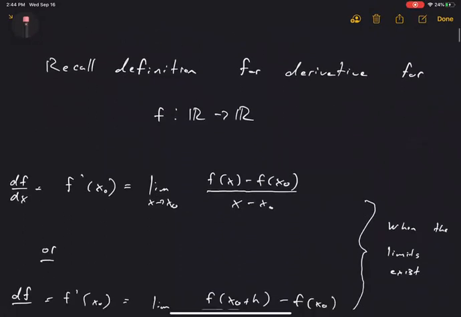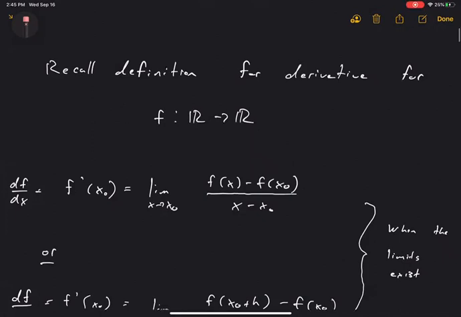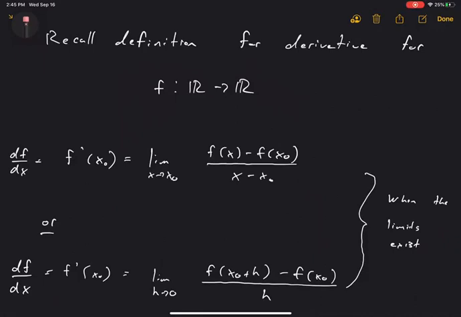So we're going to start with defining the derivative for vector valued functions. But before we do that, let's recall the definition of the derivative of a function of a single variable. Think about the functions that you've seen in Calc 1 and 2, these functions we're used to. So f from R to R. Remember the definition of the derivative.